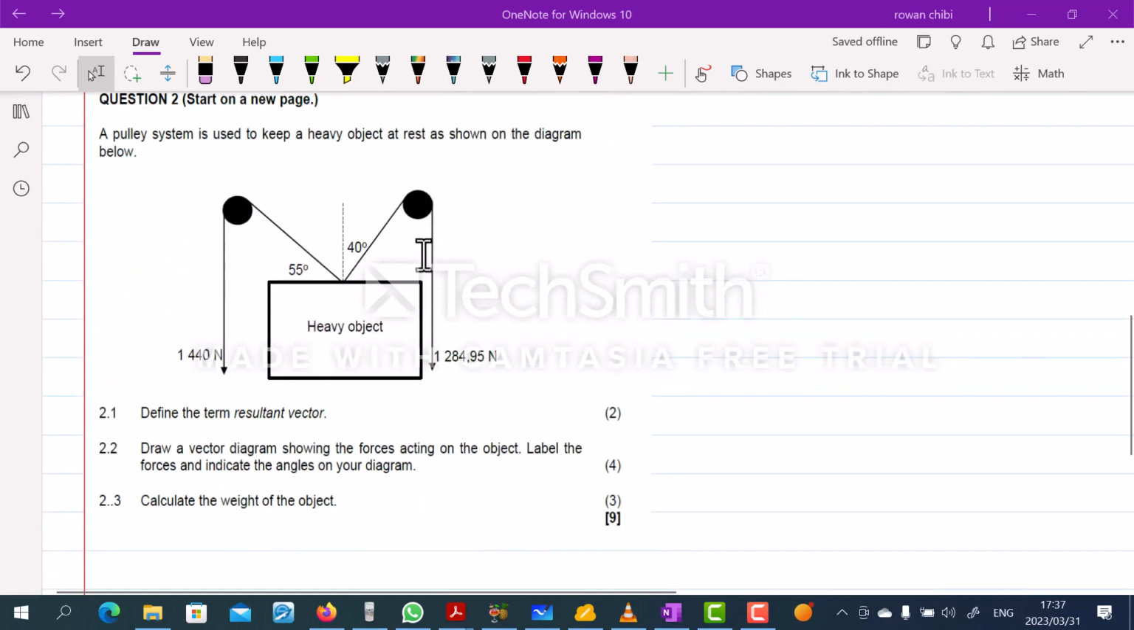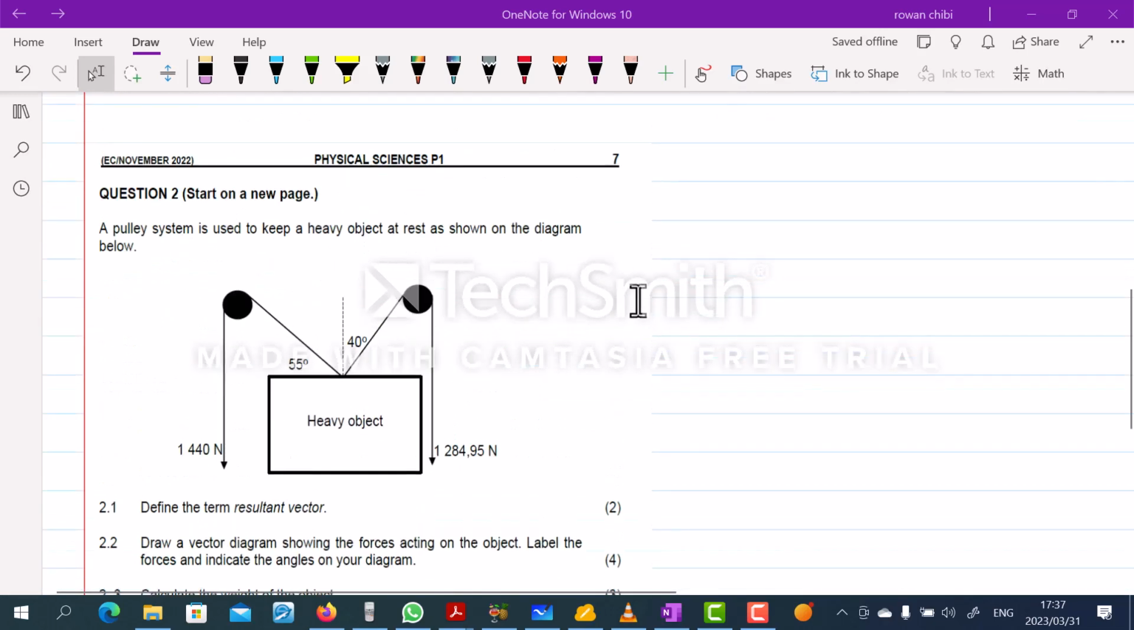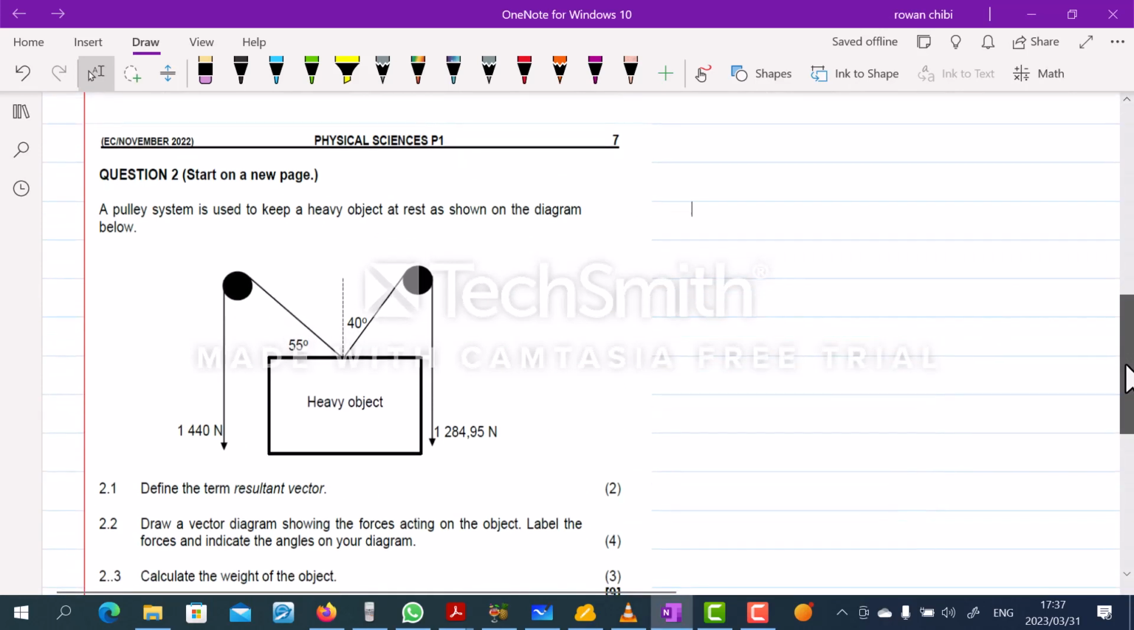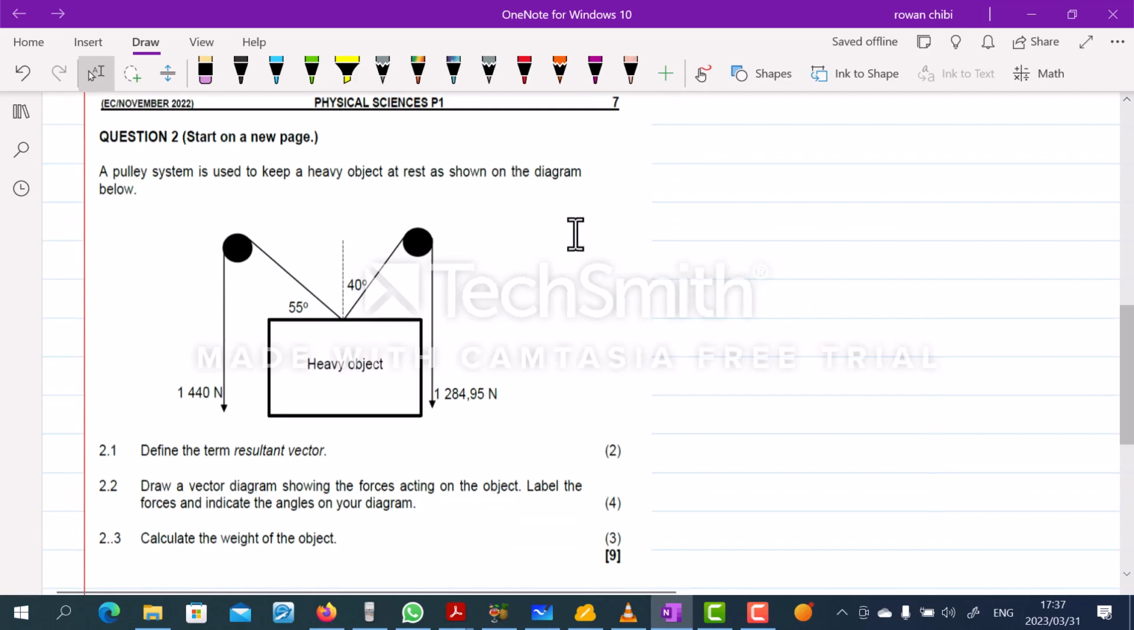I took a question from last year's paper, which is November 2022, Eastern Cape, grade 11. So this is how your exam questions will look like with topic here vectors. So we'll do this question, and then in the next video I'll do another vector question.